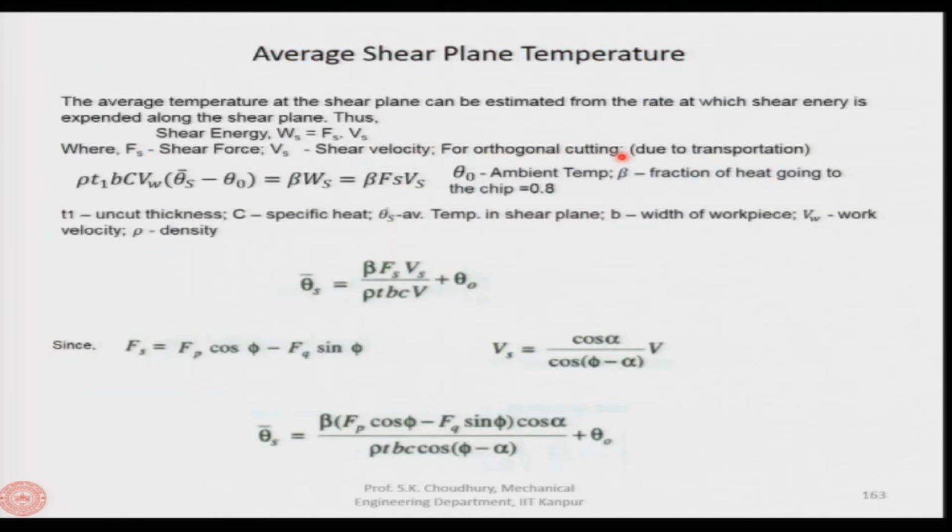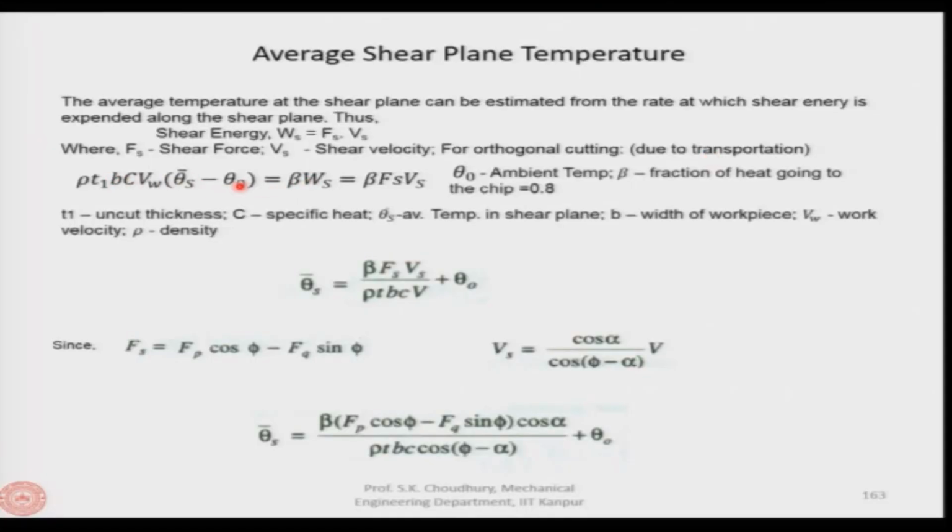So, for orthogonal cutting due to transportation, the heat flow equation can be written as rho T1 B C VW into (theta s bar minus theta 0) is equal to beta into Ws, which is equal to beta into Fs Vs. Let us see what it is. We are considering orthogonal cutting, and in orthogonal cutting we will find out how the temperature is produced. The temperature is produced because of transportation.